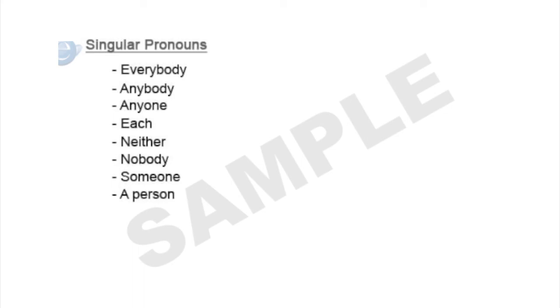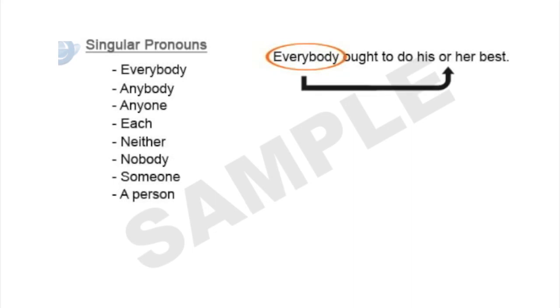So let's take a look at an example. Everybody ought to do his or her best. Not everybody ought to do their best. That would be incorrect. Everybody ought to do his or her. You have everybody. It takes a singular pronoun, his or her.